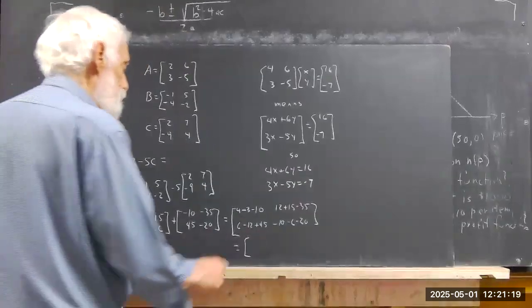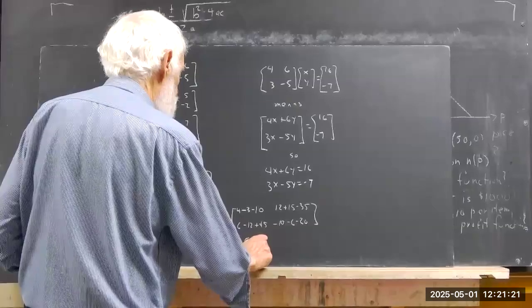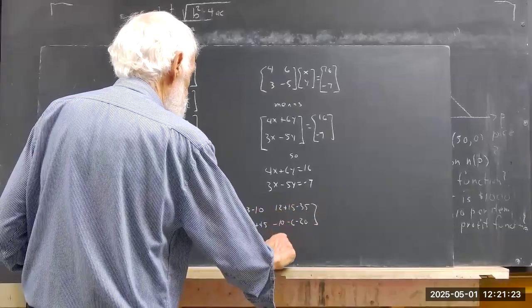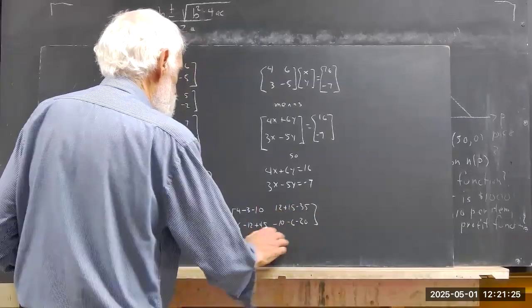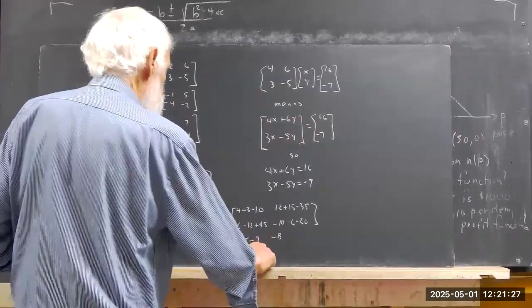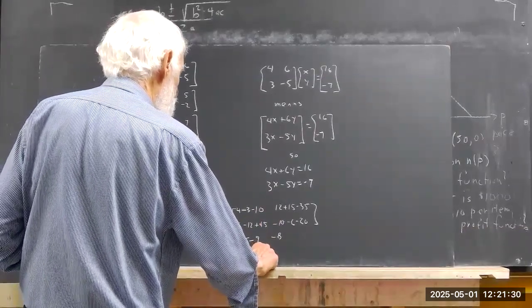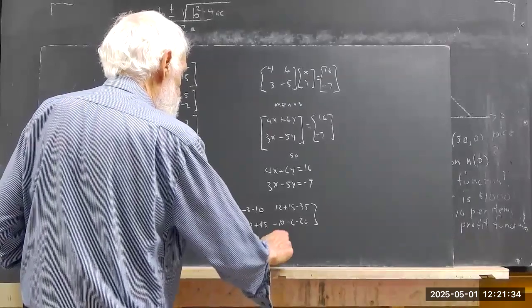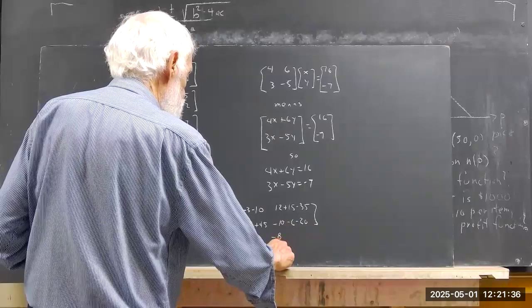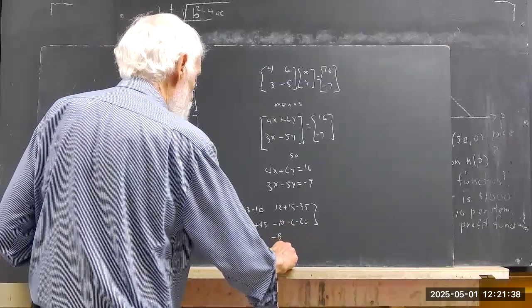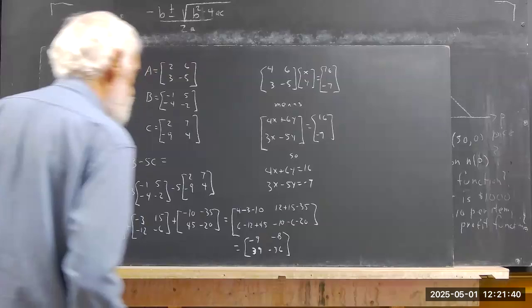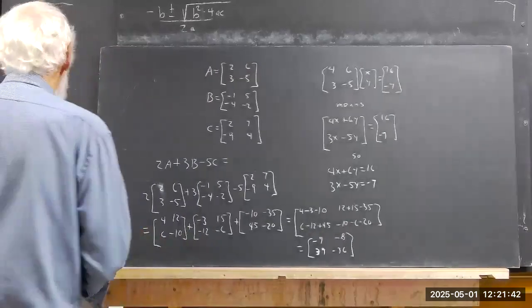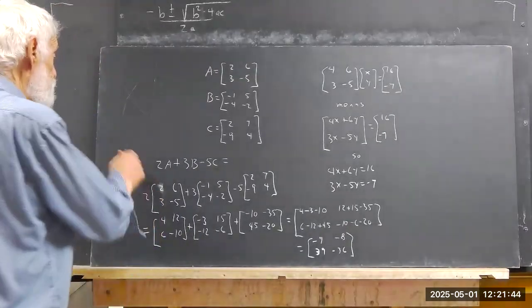And then we add these up. That's going to give us -9. That's going to give us -8. If, check my arithmetic, this should give us 39. And this is going to give us -36. Okay.